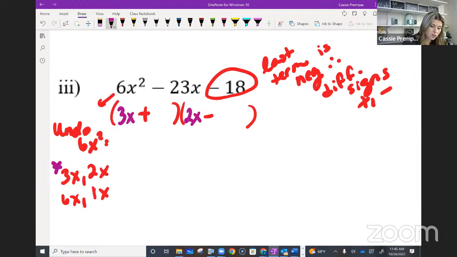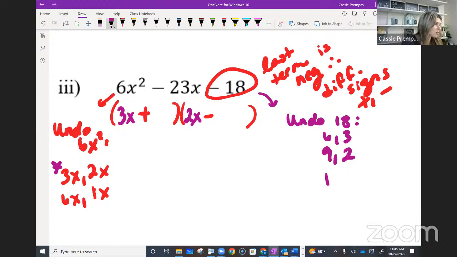Now we're going to undo 18. You could look at 9 and 2. Are there any closer together? 6 and 3. Or you could try 18 and 1, right? Here's another tip. This is the final tip I have to give you. Look at the 6 and the 3. We would try that first, right? Was there a GCF to start with? No, so there should be no GCF to end with.